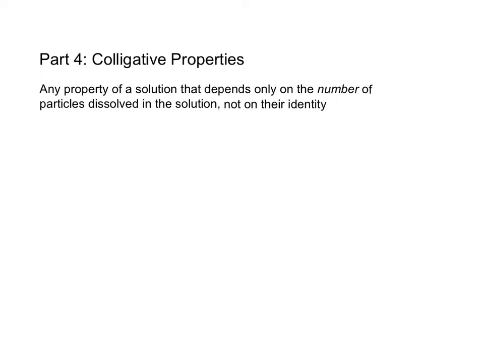Colligative properties are essentially defined as a property of a solution that depends only on the number of particles dissolved in the solution, not the solution's identity. So there are some things about solutions that are common, depending on how much stuff is dissolved in the solution versus how much stuff is not dissolved in the solution.